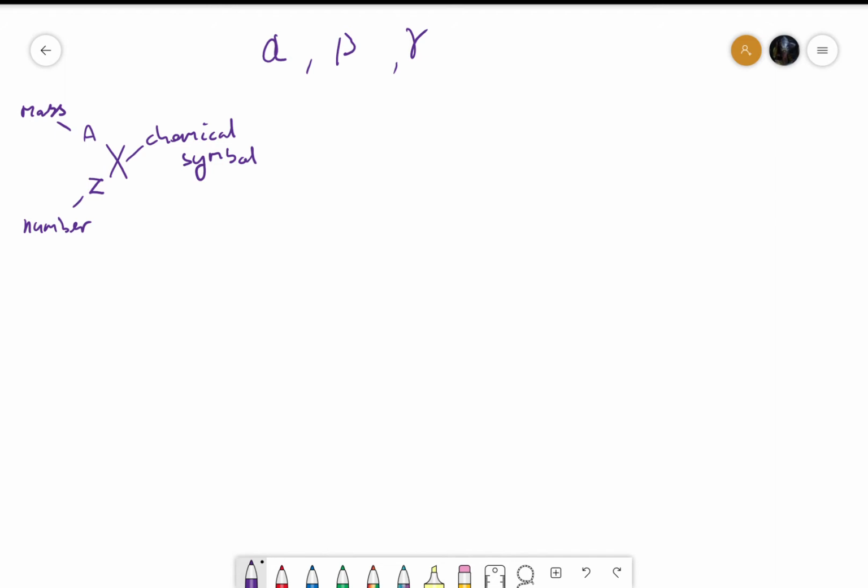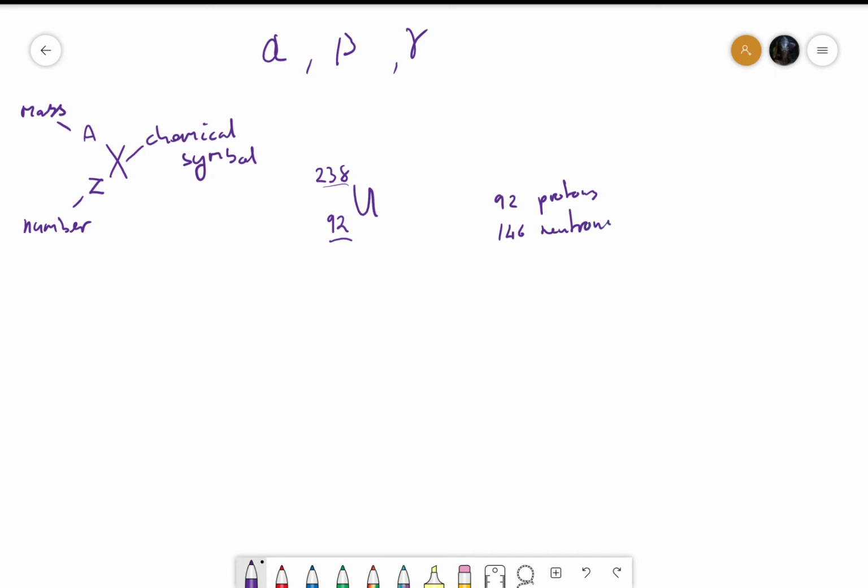So an example would be uranium-238. It has chemical symbol U. Its mass is 238. Its number is 92. What that tells me is that there are 92 protons in the nucleus of this isotope. The rest of this mass comes from neutrons, so therefore there are 146 neutrons.